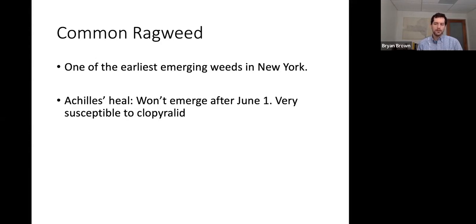So if you're able to, on certain fields where you have ragweed, delay your planting, that means that you'll be able to, hopefully either with a last, final prep with tillage or a final burn down application, control this with just about anything before you even have a crop in the ground. So that's a big weak point for ragweed. It's also really susceptible to clopyralid, which you may know as Stinger.